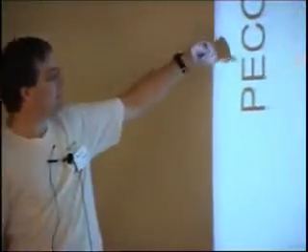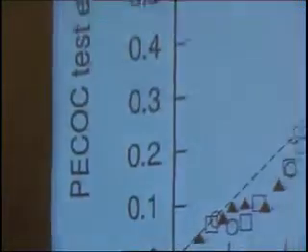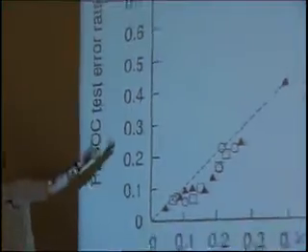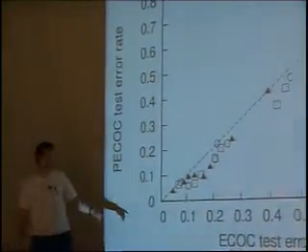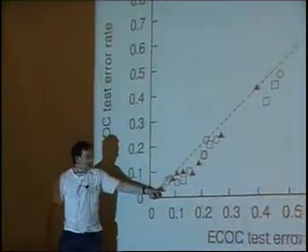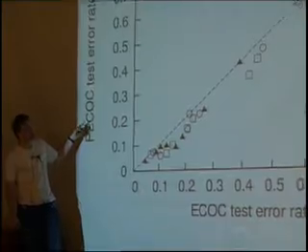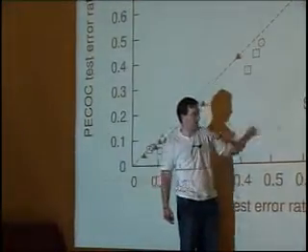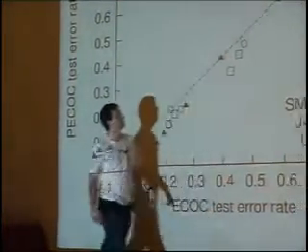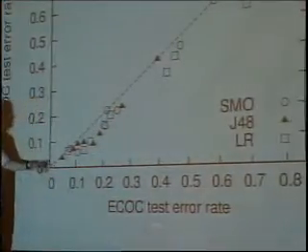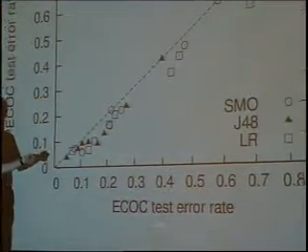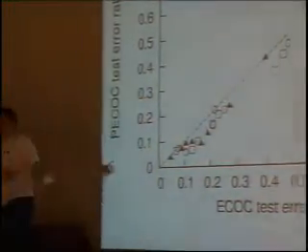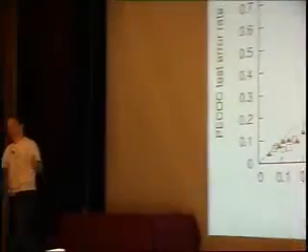And you can compare this ECOC test error rate to this probabilistic error correcting output code test error rate. This is error rate rather than accuracy, which means small is good, which means that things below the line implies that this is winning. And you see that for a support vector machine, a decision tree, and logistic regression, it turns out that the probabilistic error correcting output code is winning on all the data sets. Sometimes it's a tie.